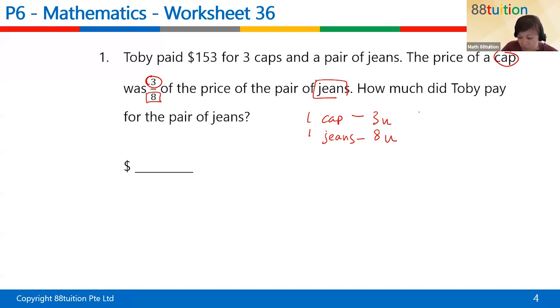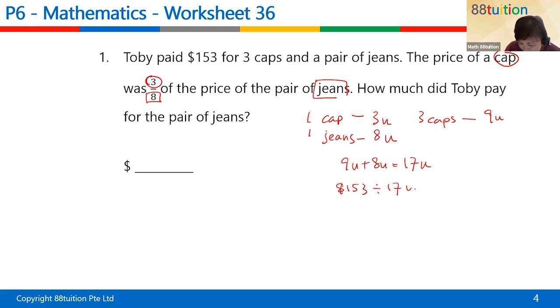So what did he buy? He bought 3 caps. Of course, 3 caps will give you 9 units of dollars, right? So what is 9 units plus 8 units? It gives you 17 units of dollars. And what he paid was $153.